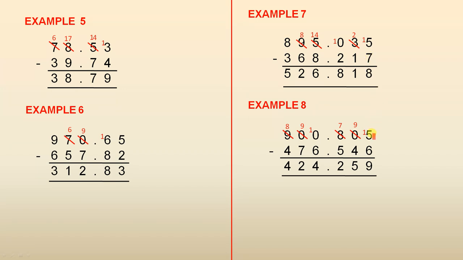Exactly the same here. 5 take away 6 you can't do, so you do some trading. You cross off the 0 and make it a 9, and remember whenever you cross off the 0 you have to go to the next column and cross off again and make it 1 digit less. And everything else is normal. So when you check those subtractions, there is the answer.